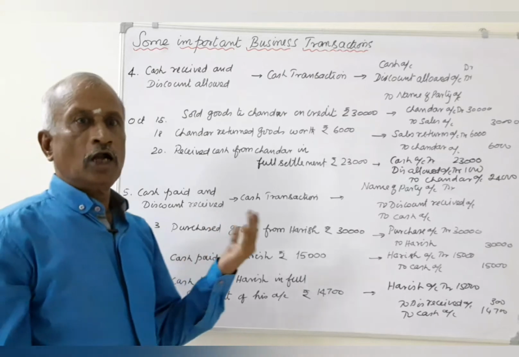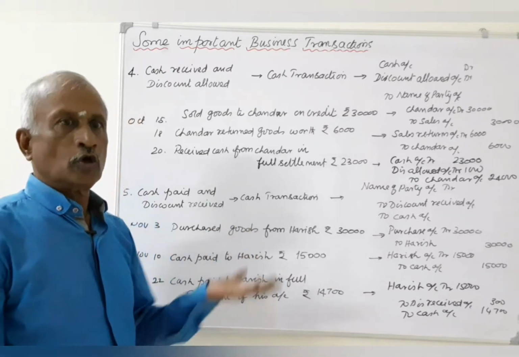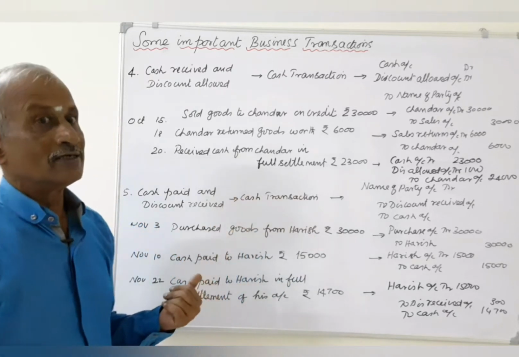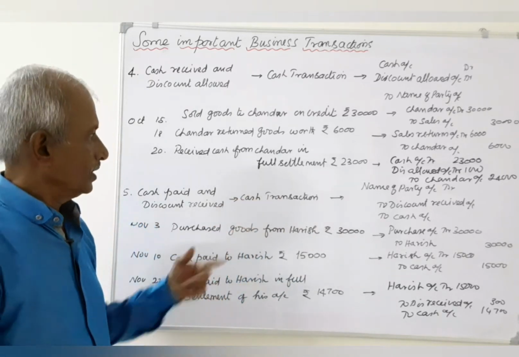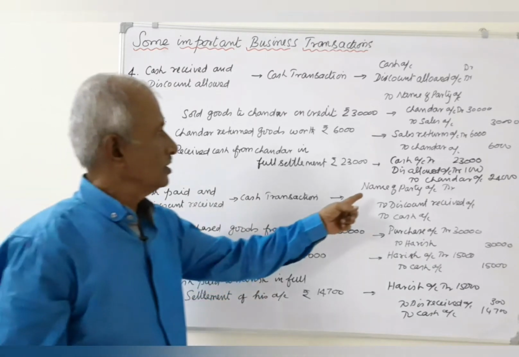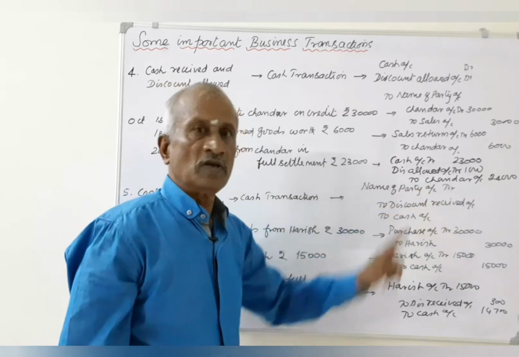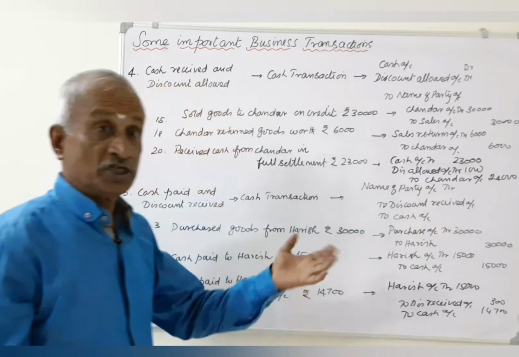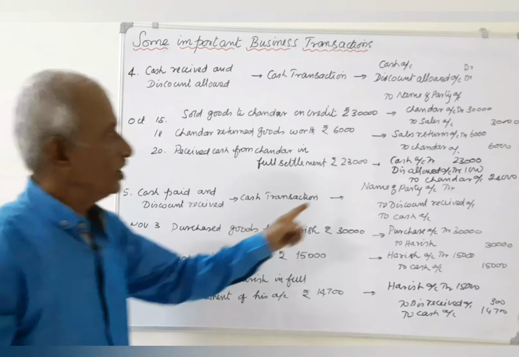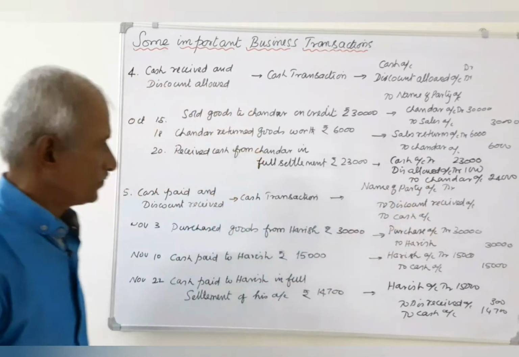Next, cash paid and discount received. This is with regard to credit purchases, so you get discount from the seller. Again it's a cash transaction. It is a payment transaction. So name of the party account debit to cash. Insert discount received account as credit because it is an income. So name of the party account debit to discount received and cash.